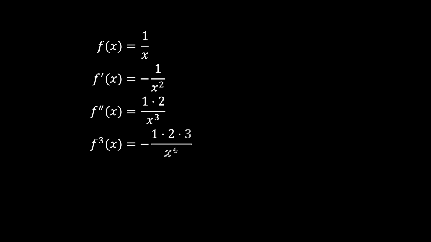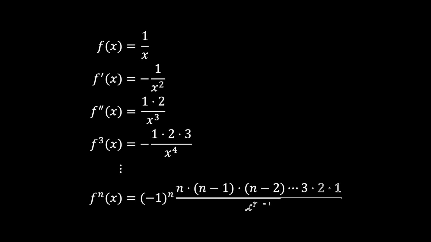Maybe f of x equals 1 by x. Now, if we differentiate this function repeatedly, an intriguing pattern emerges. After n differentiations, the numerator of the result takes the form of n factorial, with alternating signs depending on the value of n. And this suggests another connection between differentiation and factorials.